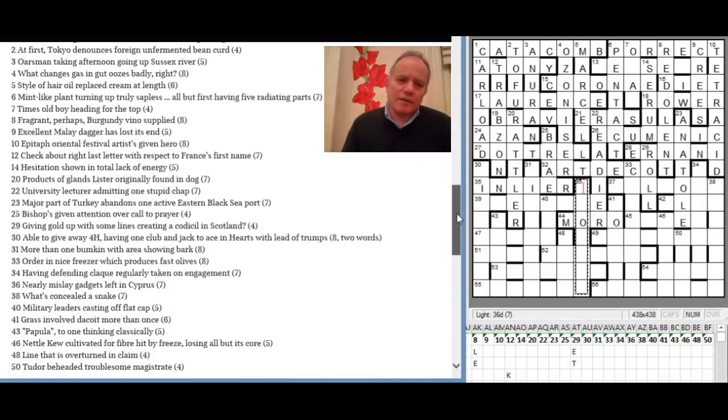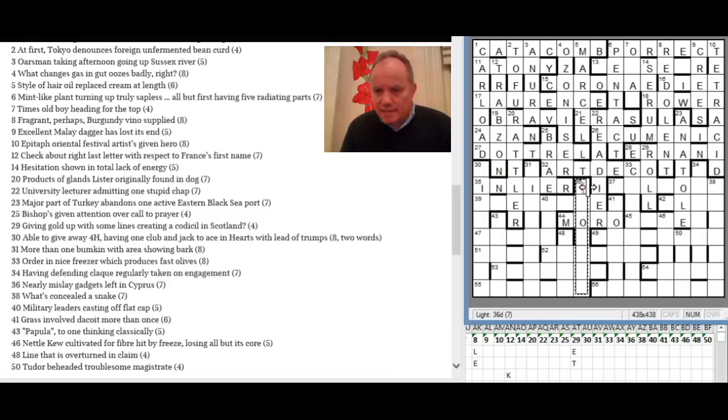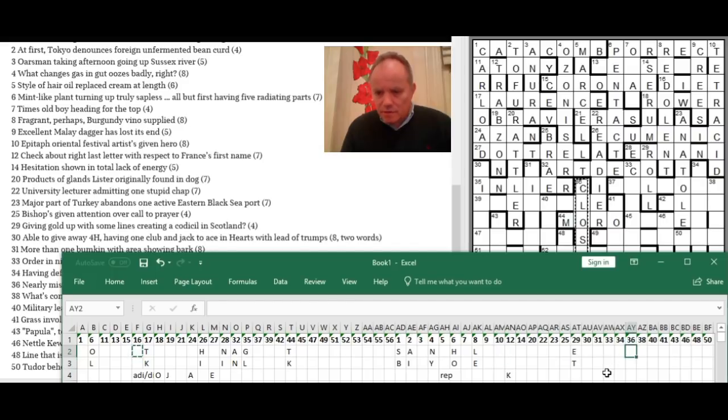Nearly mislay, surely that's LOS from lose, gadgets left in Cyprus. Cyprus is CY, I think, yes. Gadgets left. So lose, gets left. Again, something's been added to gets. Right, closely means nearly. And lose L in CY, gad is the extra stuff, and 36 down. Again, that's T, but now C, K.